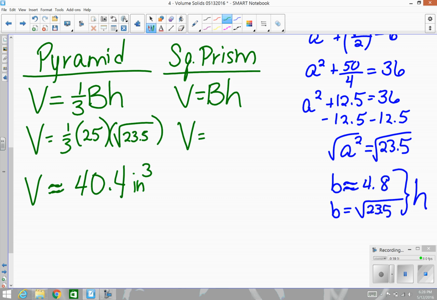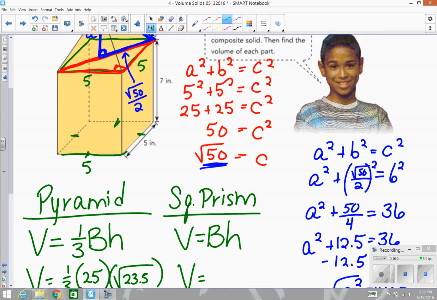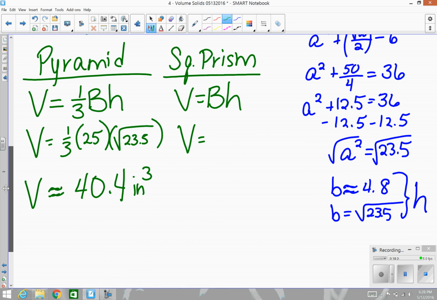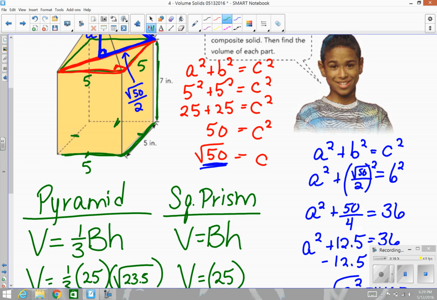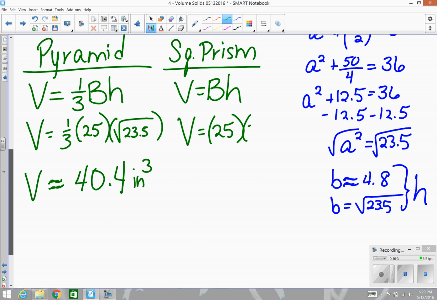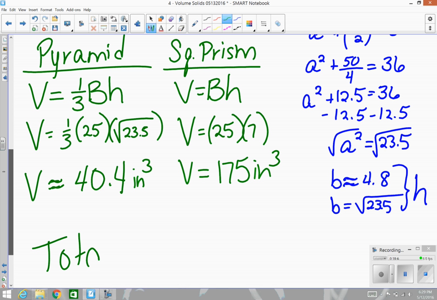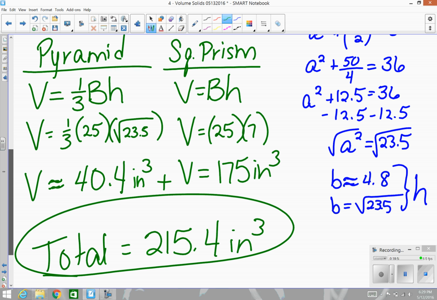Now the square prism is way, way easier. Again, the base of the prism is the 5 by 5, which is 25. And the height they give us right here is 7. So 25 times 7 is 175 inches cubed. And to get our total, all we have to do is add those. And you should be getting 215.4 inches cubed. Whew. You should take a break after that one.